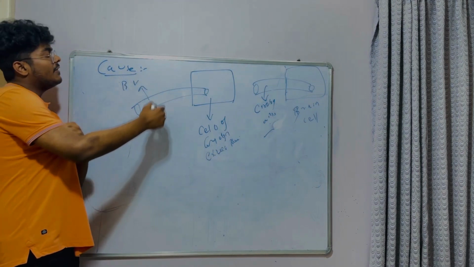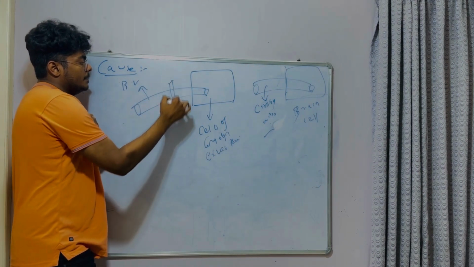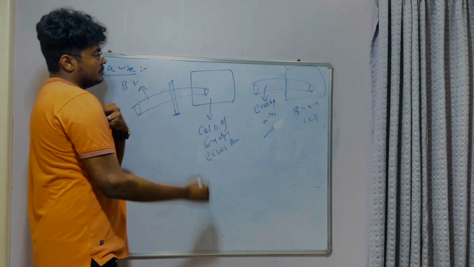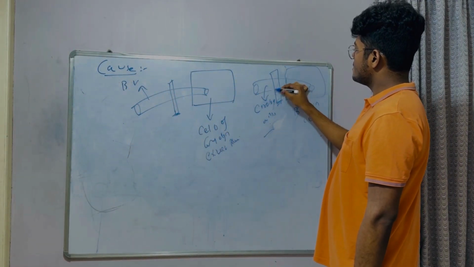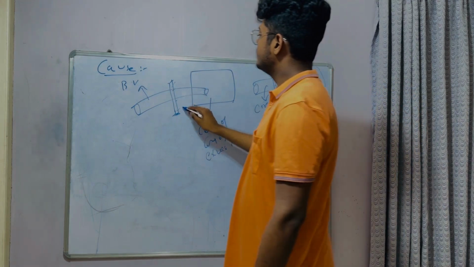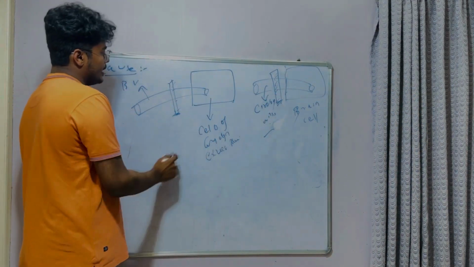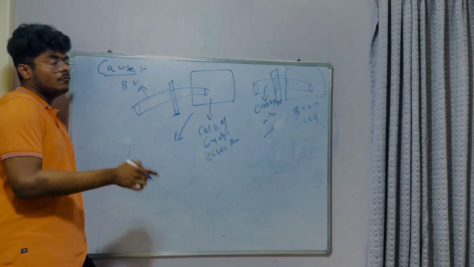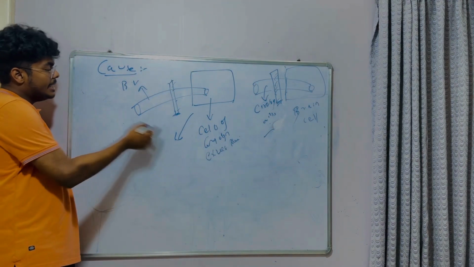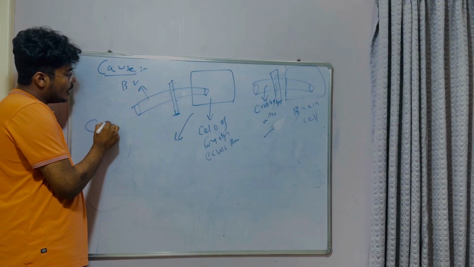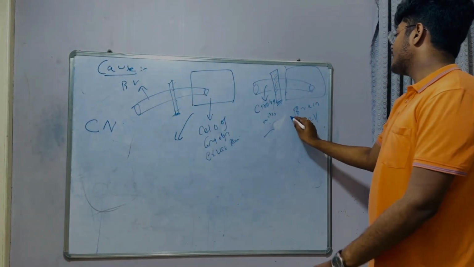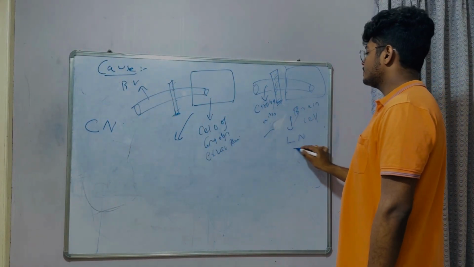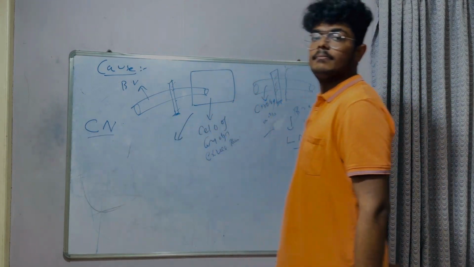Now, if I give an ischemia to this part, what happens? Hypoxia takes place. This part undergoes necrosis. It is damaged by coagulative necrosis, and this part by liquefactive necrosis. Clear? This is the concept.